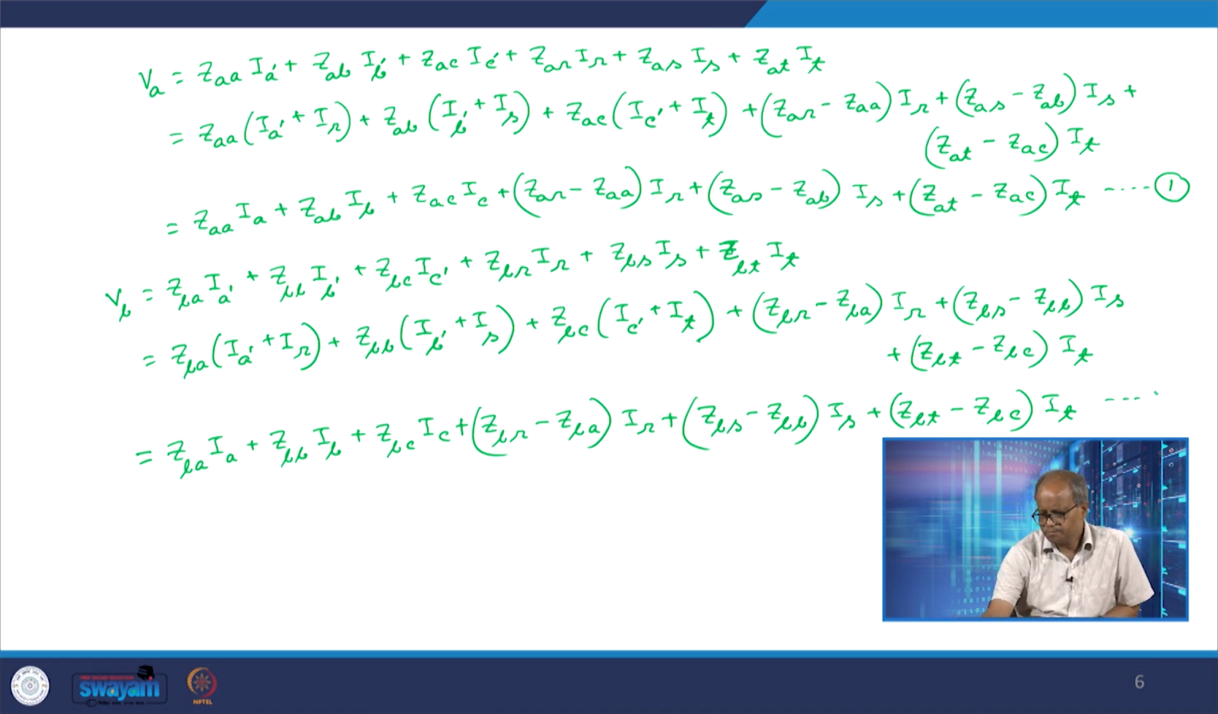So similarly, we have to also look into the other 4 equations, which we will do in the next class. Thank you.